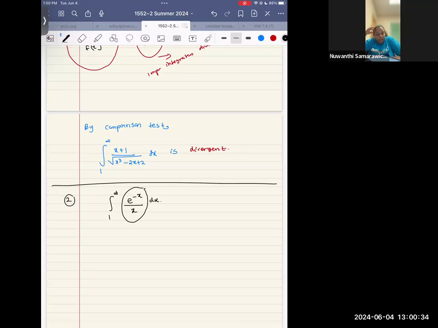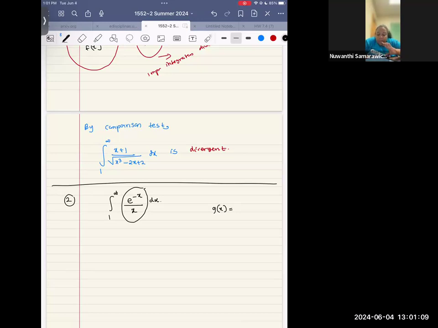What do you think? What is the function we are going to take as g of x? Mallory said x to the power negative 1. Okay, so I see, Mel. You're trying your best.